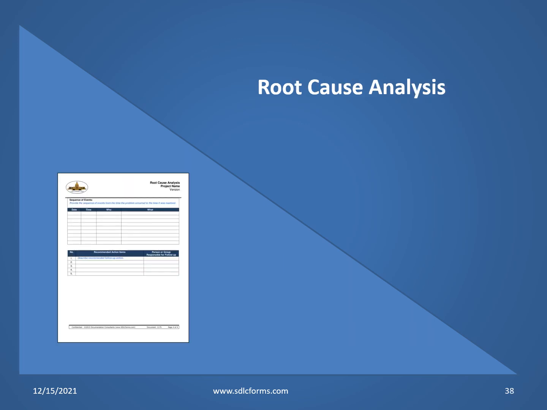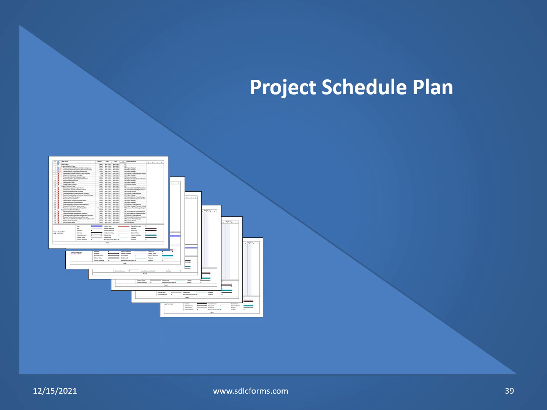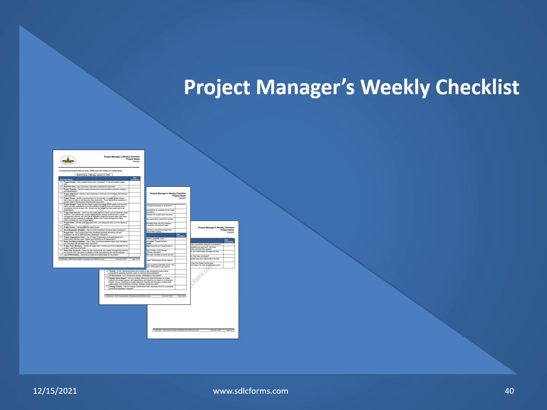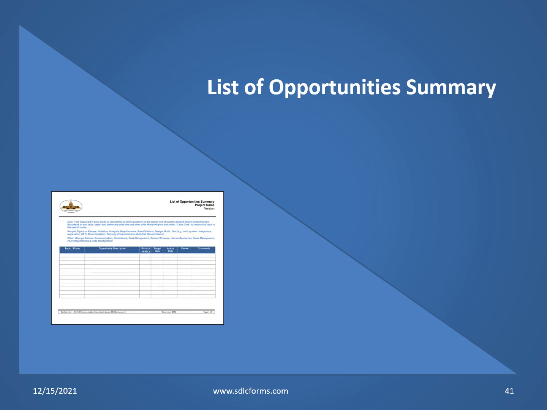Identifies the root cause of a problem and the recommendations for a solution. This MS Project Schedule Plan establishes both project execution and project control. The Project Manager's Weekly Checklist provides a checklist for IT project managers to remind them of critical tasks to ensure the project runs smoothly. The List of Opportunities provides a master list tool that summarizes project opportunities.